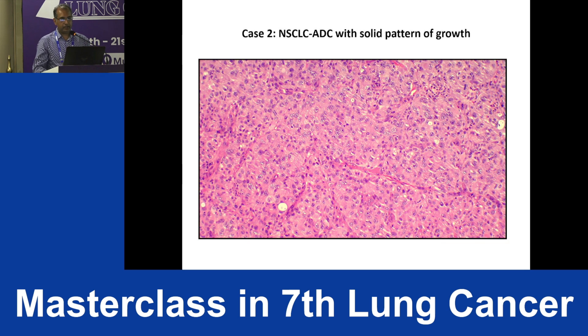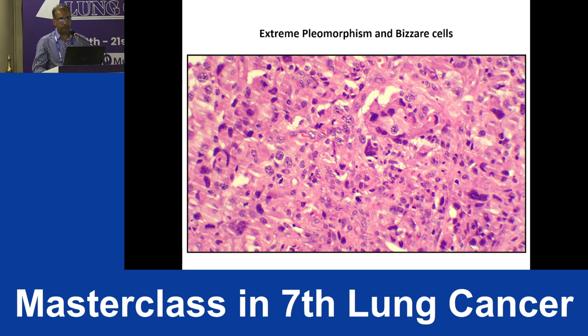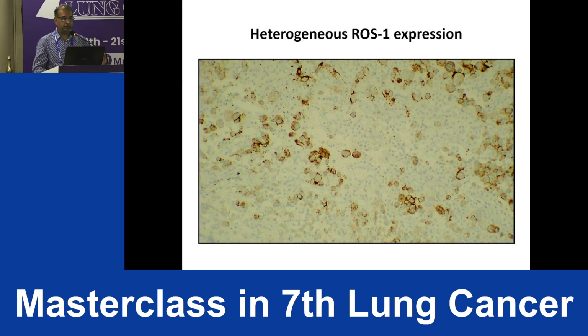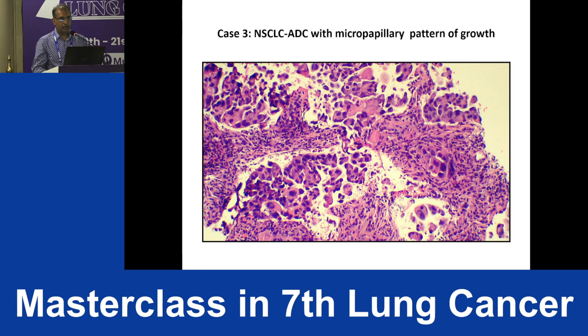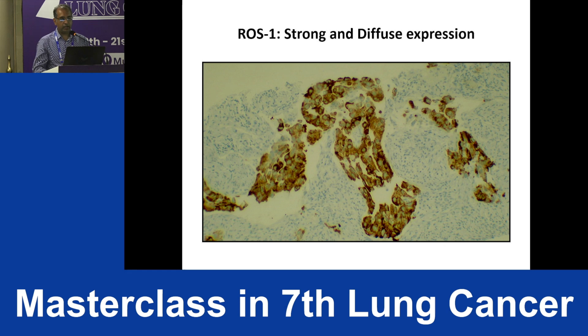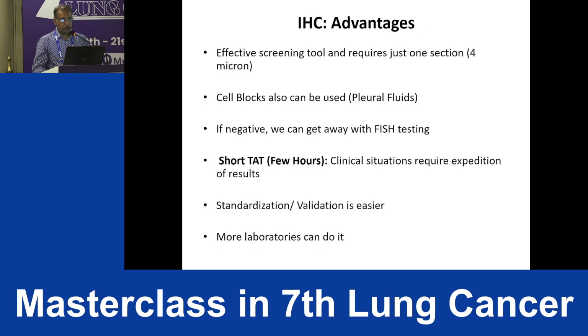This was another NSCLC adenocarcinoma with a solid pattern of growth. We can see multinucleated tumor giant cells and bizarre cells, and it showed not diffuse but heterogeneous ROS1 immunoexpression, which was subsequently FISH positive. Another case with a mucinous and micropapillary pattern of growth showed strong and diffuse expression of ROS1 IHC, subsequently FISH positive.